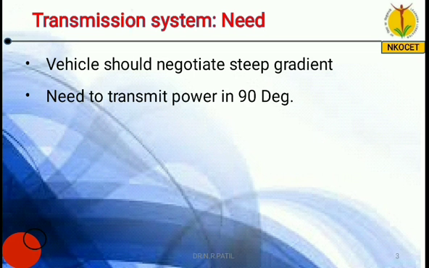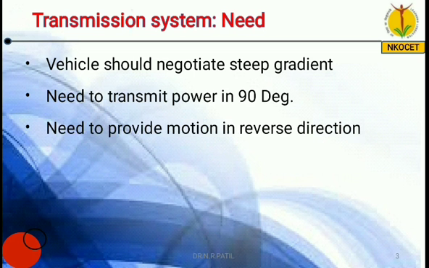Any transmission system consists of clutch, gearbox, universal joint, propeller shaft, one more universal joint, differential, rear axle, and the power is finally given to the rear wheel. So this is the transmission system. So let us see what is the need.